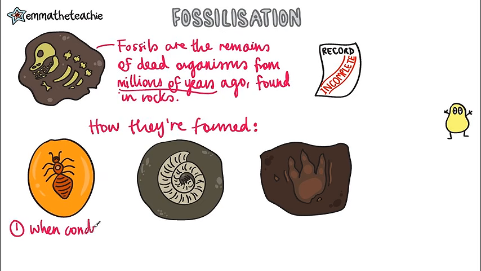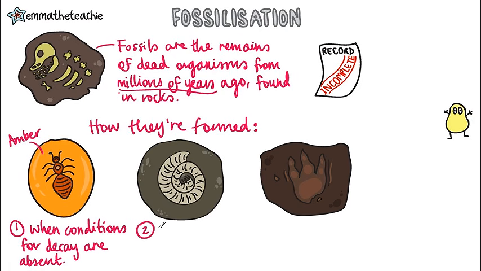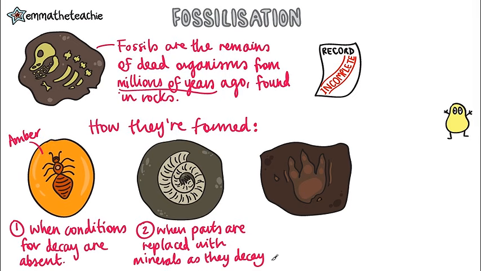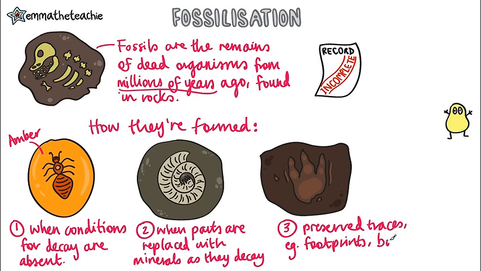The first is when the conditions for decay are absent, for example, warmth and oxygen. This insect is trapped in amber, so will have no oxygen. Secondly, hard parts of the organism, like the skeleton and teeth, are replaced with minerals as they decay. And thirdly, fossils can be preserved traces of organisms rather than the organism itself, such as footprints, burrows, and rootlet traces, which gives evidence of plants.